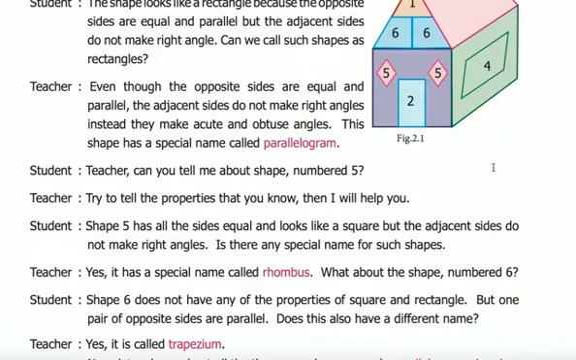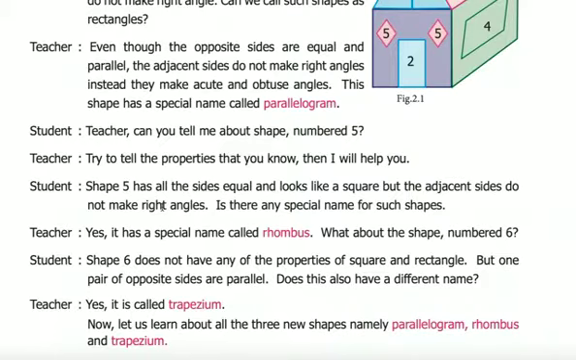Teacher, can you tell me about shape number 5? See, shape number 5 is quite different, right? Appearing that all sides are equal. Right. Then what is the teacher saying? Try to tell the properties that you know. Then I will help you. Then what is the student saying? Shape 5 has all the sides equal and looks like a square, but the edges and sides do not make right angles. Is there any special name for such shapes?